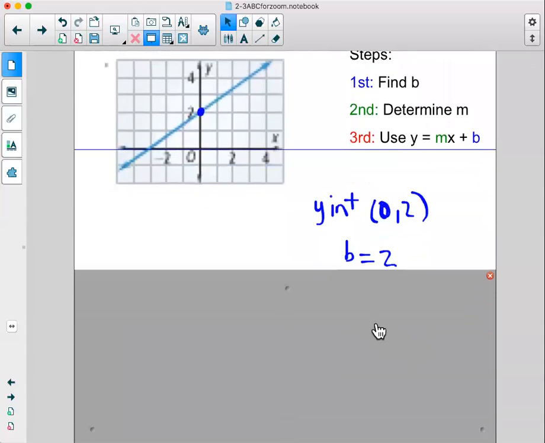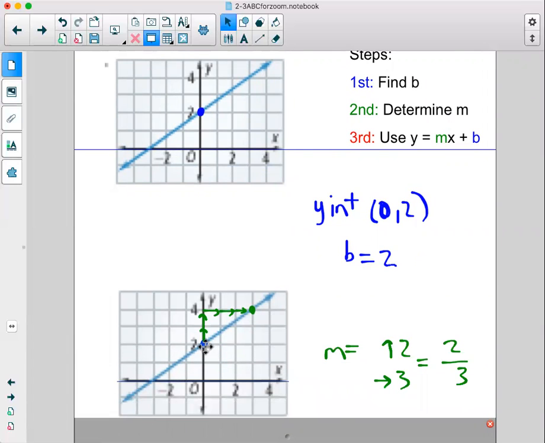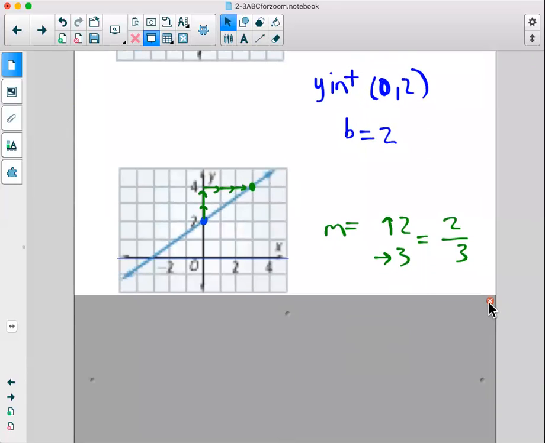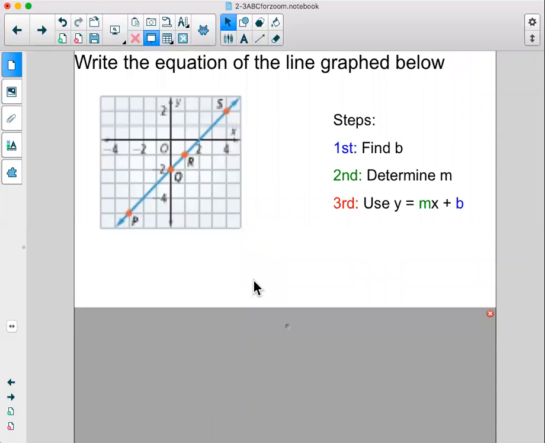Next thing we do, we find any other point on the graph and we compare, how did I get from here to here? To get from this point, my y-intercept, to this other point, I went up 2 and to the right 3. Up 2 to the right 3, or +2 over 3. Now that I know m and I know b, I can use y equals mx plus b, plug in my m, plug in my b, and I know the equation of the line. Pause, find the equation of the line, and then press play for the solution.